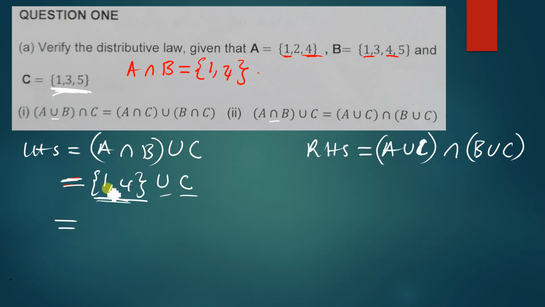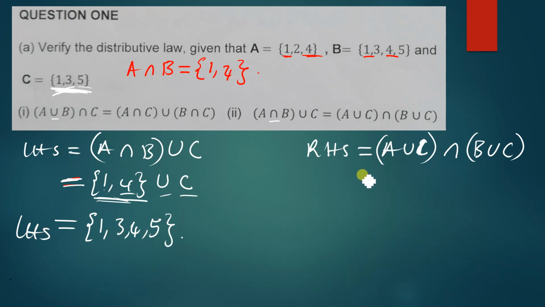The first set here contains the elements 1 and 4, and this one has 1, 3, 5. So we have to combine the two sets. The first element there is 1. The other one is 3. Then the other one is 4. And then the last element that we have is 5. So this is our (A intersection B) union C. So this is the solution, or let's just put it as the left hand side.